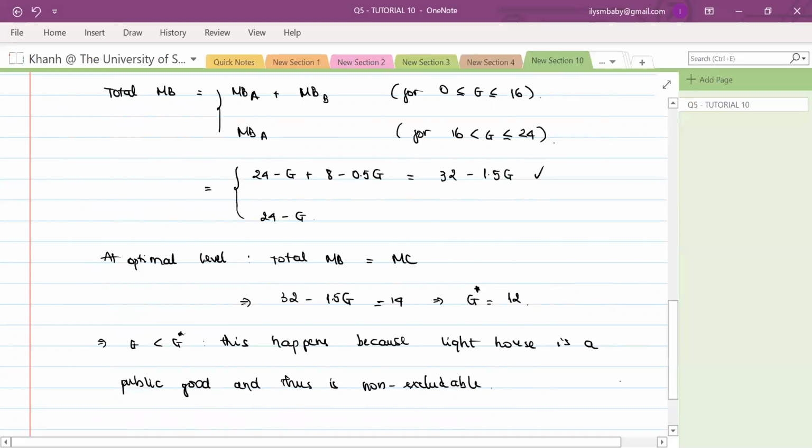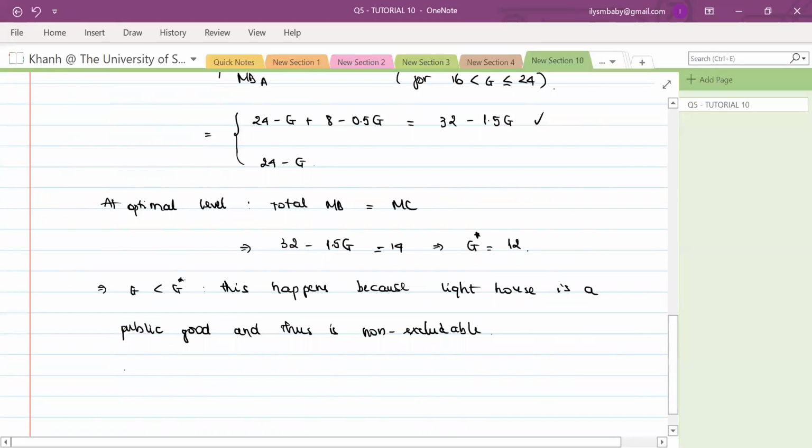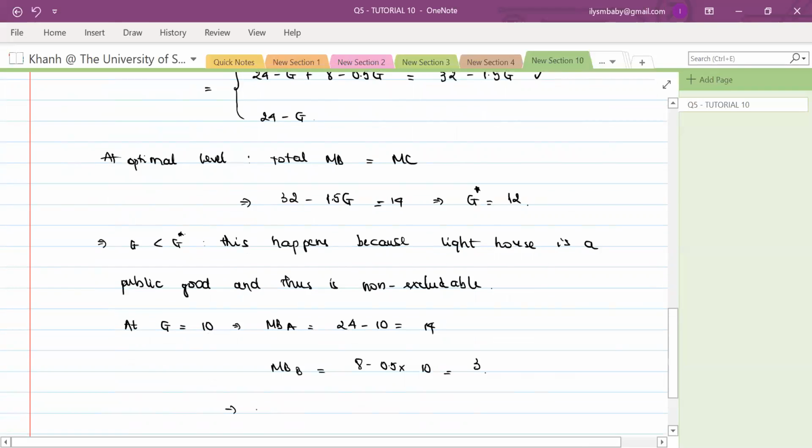As you can see, at the competitive equilibrium quantity G equal to 10, the marginal benefit for Alex is 24 minus 10, which is 14. The marginal benefit for Beatrix is 8 minus 0.5 times 10, which is 3. So the total marginal benefit for these two people is 14 plus 3, which is equal to 17. That is bigger than the marginal cost, which is equal to 14.